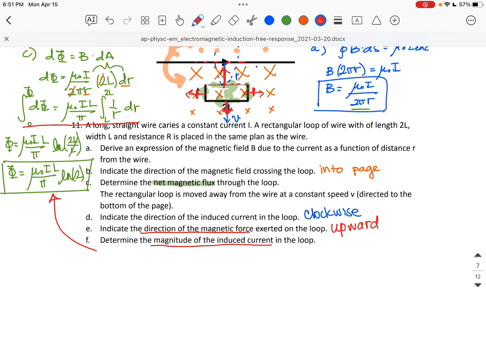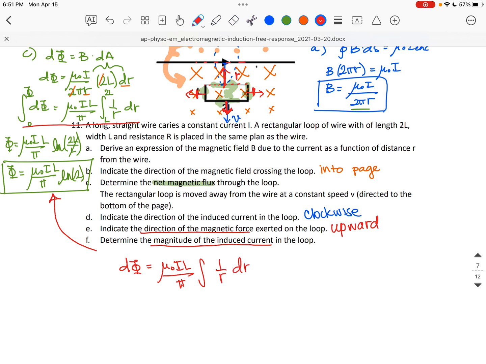And instead of our limits of L and 2L, we're going to have arbitrary limits with respect to some distance r, because we know that r is going to increase as it moves down. So let's start with the fact that we've got a flux that changes as we go down the loop of wire. So I'm going to start with my equation, mu naught I L over pi. I'm going to integrate 1 over r dr.